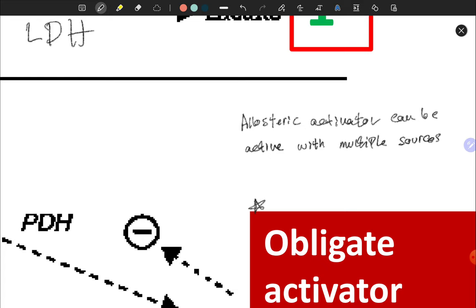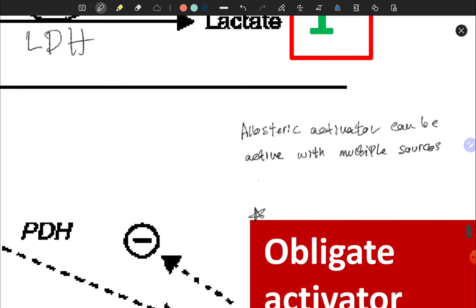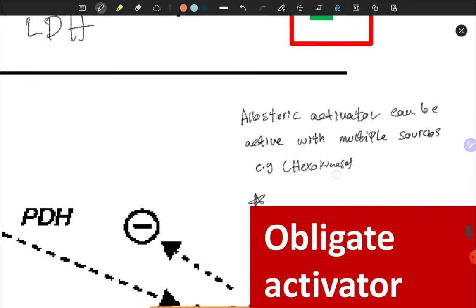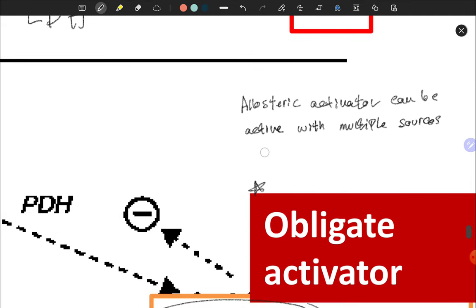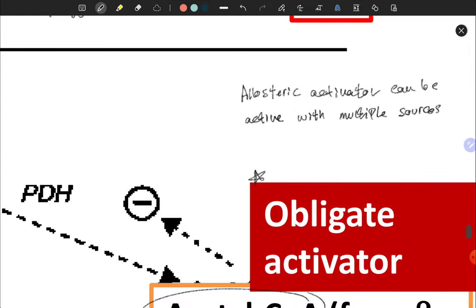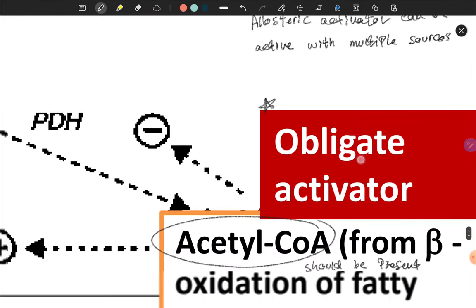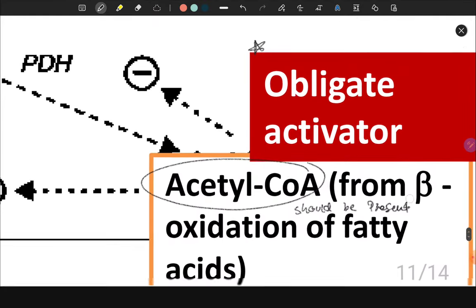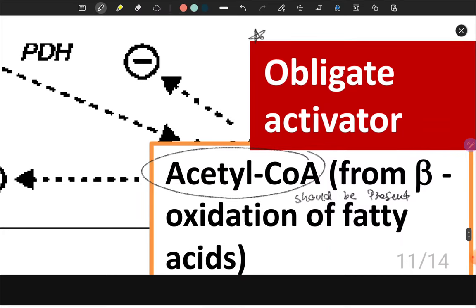So this is the difference. This enzyme is important because it requires ABC to work, and it also has an obligate activator that is called acetyl-CoA. Where does this acetyl-CoA come from? It comes from beta oxidation of fatty acid, which will be discussed in lipid metabolism. Beta oxidation of fatty acid produces multiple acetyl-CoA, which activates the enzyme in gluconeogenesis.